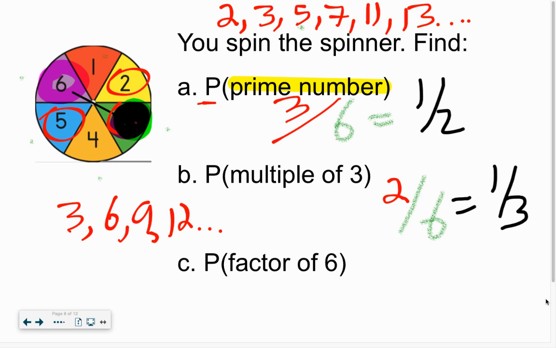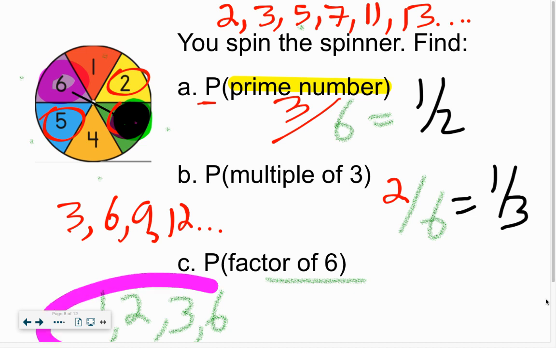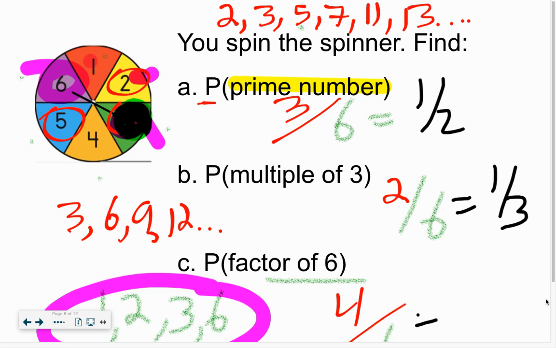And cleaning all this up, now we have this other math term of factors. Factors are numbers that multiply to 6. So factors of 6 are 1 and 6, 2 and 3. Of those factors, which ones are on our spinner? The number 1 is, the number 2 is, the number 3 is, and the number 6 is. So the favorable outcomes, 4 out of 6. Again, simplify it down to 2/3.